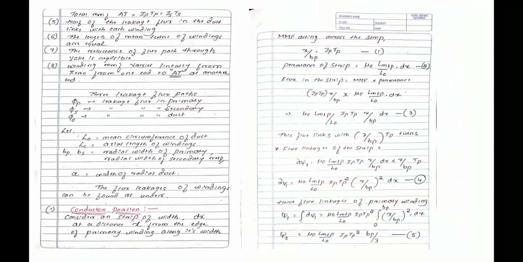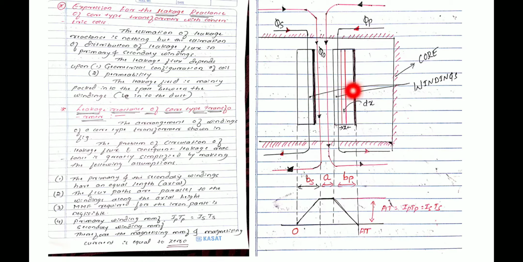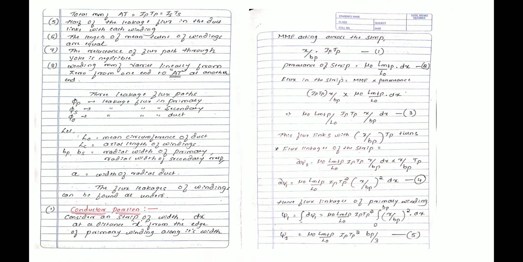So this infinitesimal strip of the primary winding I have considered in the conductor portion. Consider a strip of width dx. What is the width of that one? dx. And what distance have I shown here? It is at a distance x from the edge of a primary winding along the radial width, that is BP, along the width. Getting my point? At a distance x from the edge of the primary winding along its width I have taken here.